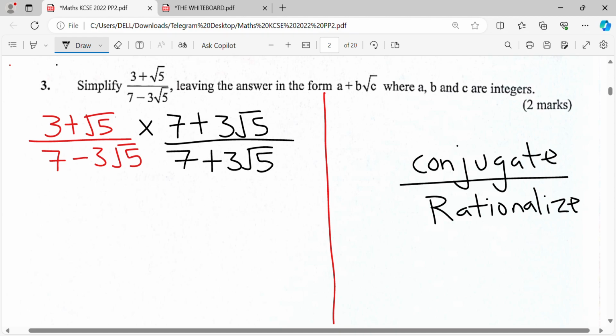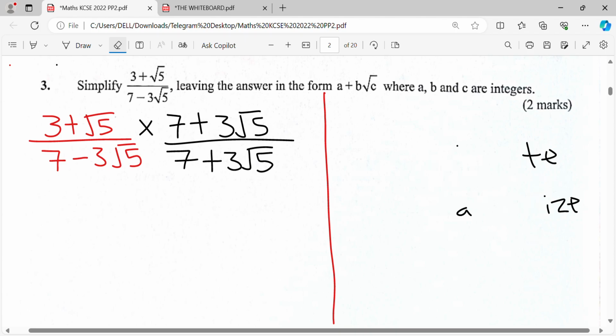The process of doing this is called rationalizing. So we are rationalizing, so you multiply by the conjugate. What is a conjugate? A conjugate is the denominator with the sign in the middle changed. If it was a plus, you now use a minus, and if it was a minus, you now use a plus. So you multiply by the conjugate. That is what the conjugate is. The conjugate will always be the one on the lower side. We call it the denominator, and the process of doing all this is called rationalization.